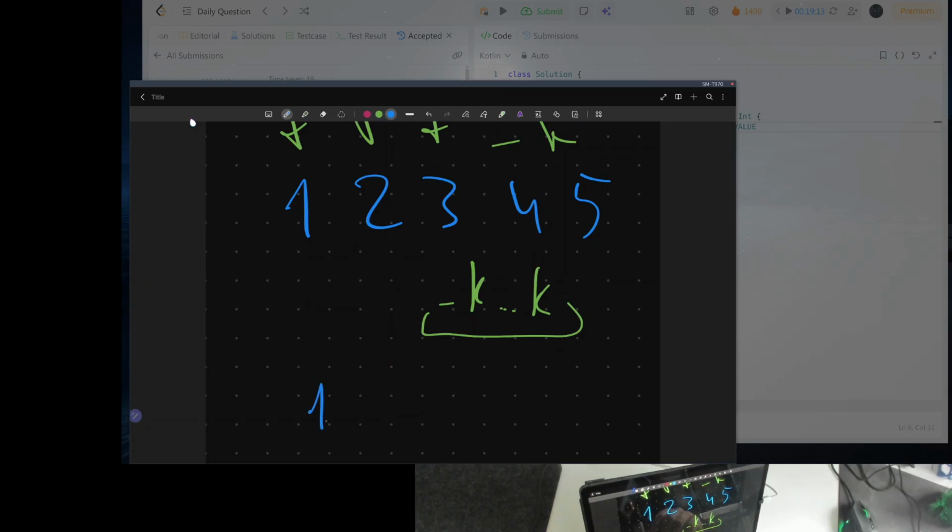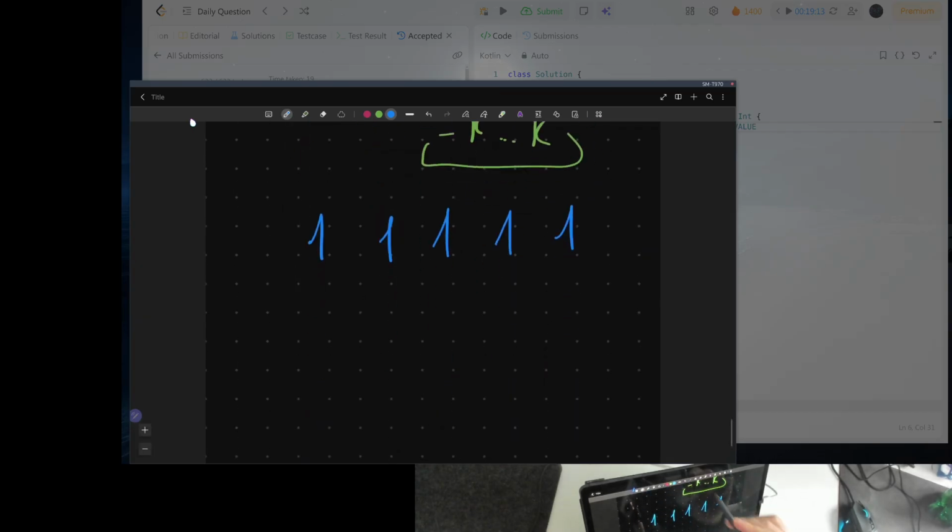So imagine we have this kind of numbers, like 5 ones. And imagine we have k equals 2. How can we apply this operation to make the maximum distinct numbers?